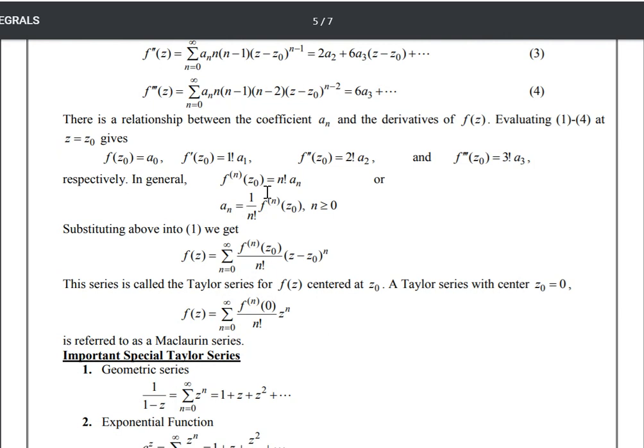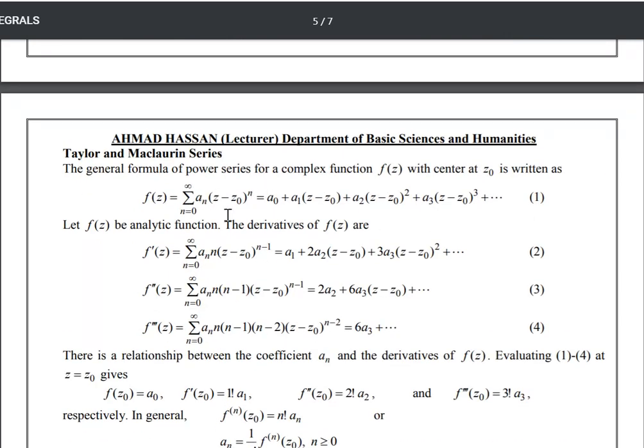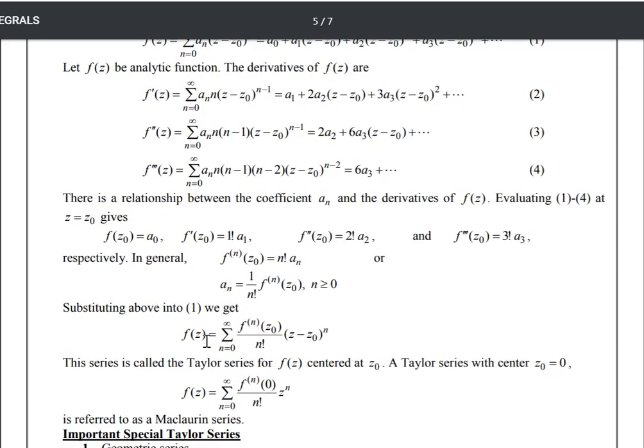We replace a₀, a_n here. We have f(z) equal to the sum from n = 0 to infinity of a_n (z − z₀)ⁿ. This is the formula for the Taylor series, to find the Taylor series for complex functions, similar to what we did for real valued functions. This series is called the Taylor series of the function at z₀. A Taylor series with center at z₀ = 0 is referred to as a Maclaurin series.